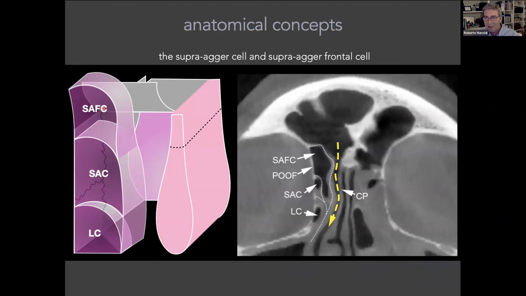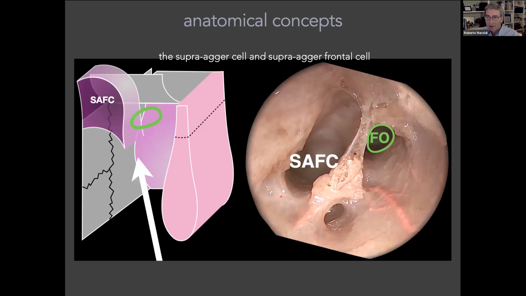You see that in this synthesis, we have the different cells above the lacrimal sac. We have the supra-agger cell and the supra-agger frontal cell. In this case, the attachment is on the lamina papyracea at the interface with the frontal sinus, and the drainage will be medial to the uncinate process.